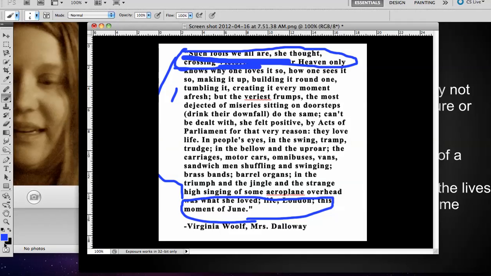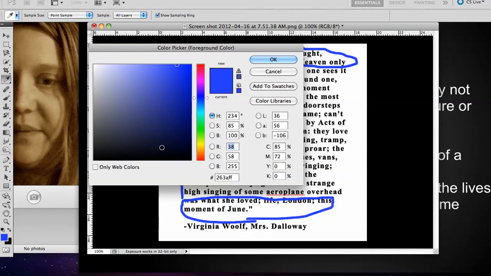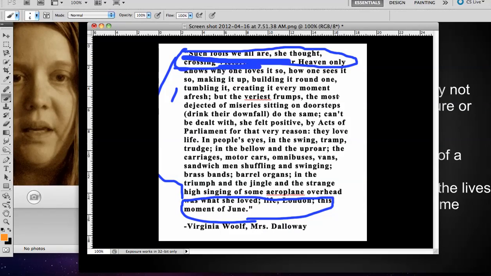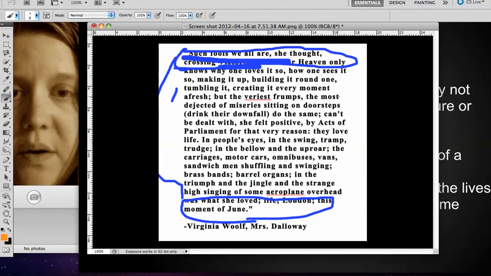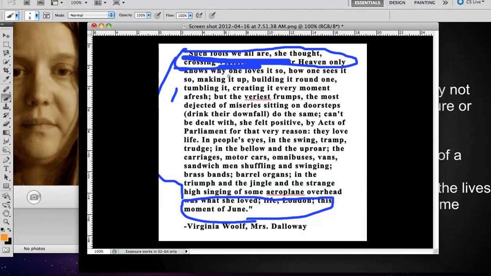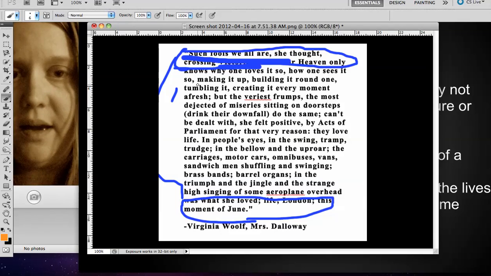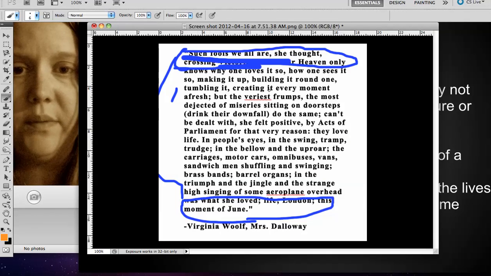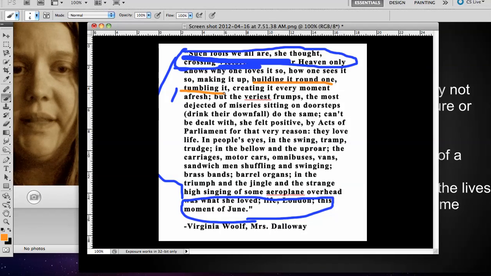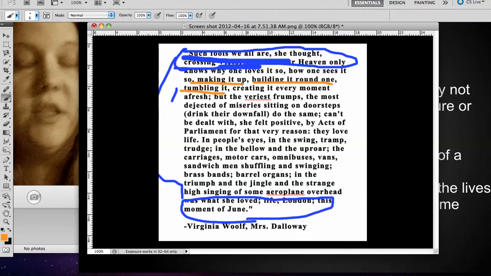And let's change the color here. We'll do orange. Okay, so heaven only knows why one loves it so. Okay, how one sees it, so making it up, building it, round one, tumbling it. Okay, so here she's talking about the buildings, creating it every moment afresh. So this is everything that she's seeing.